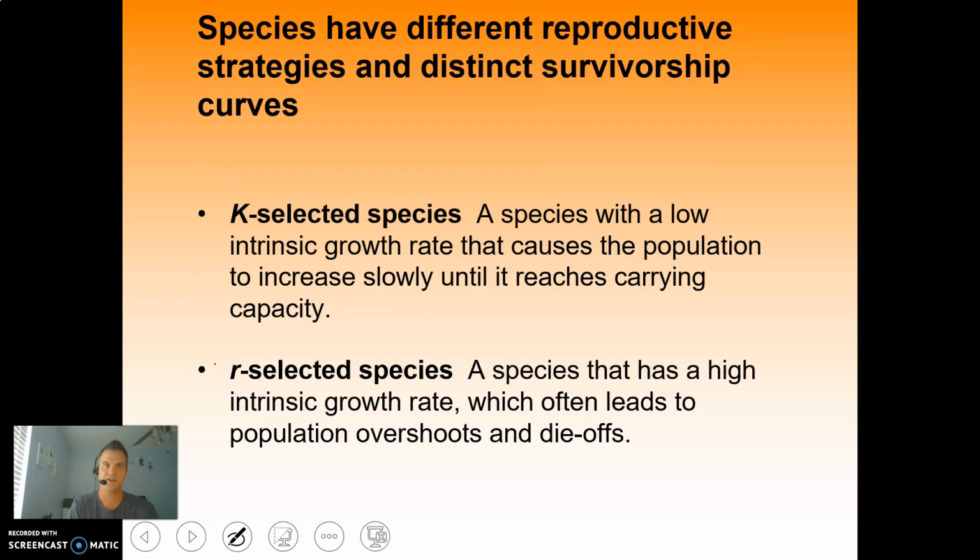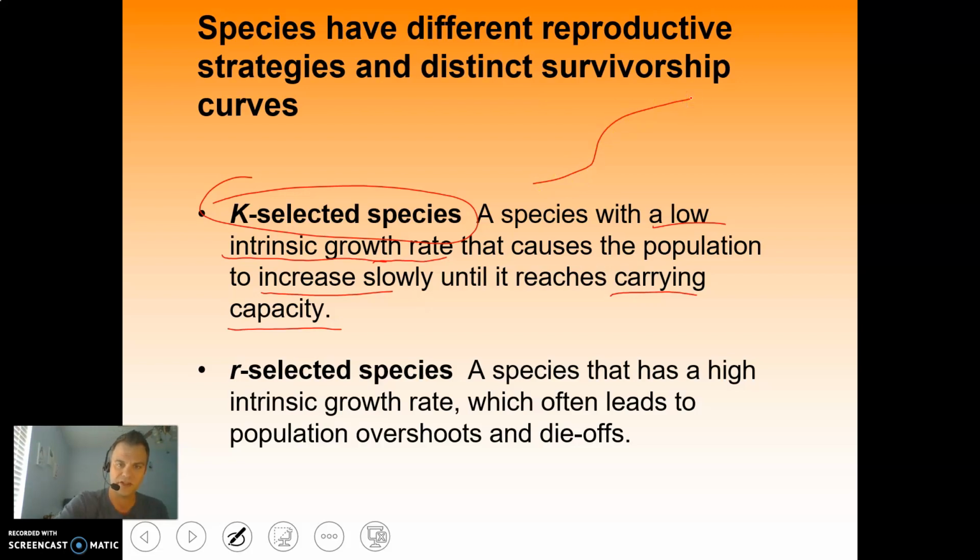All right. So species have different reproductive strategies and distinct survivorship curves. We have two types of species we like to talk about in here. K-selected species. And a K-selected species is going to have low intrinsic growth rate. So it's going to have a low growth rate that causes the population to increase slowly until it reaches its carrying capacity. So this would follow your S-shaped curve, all right?